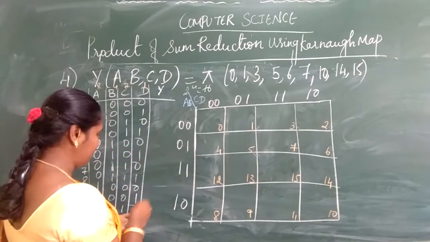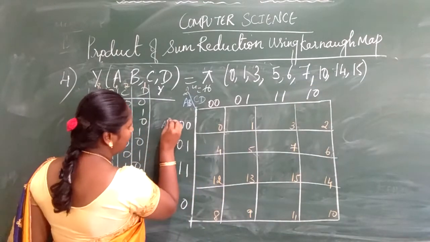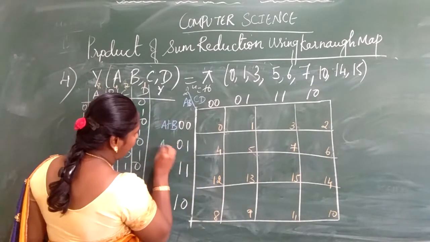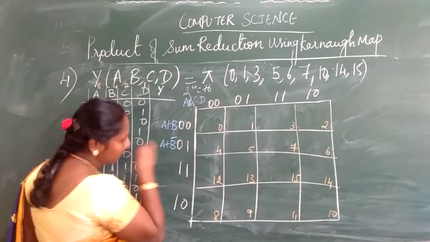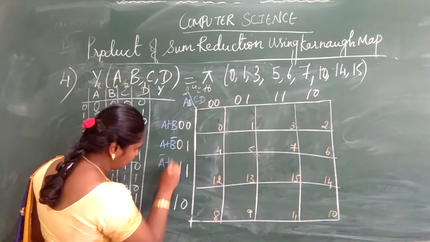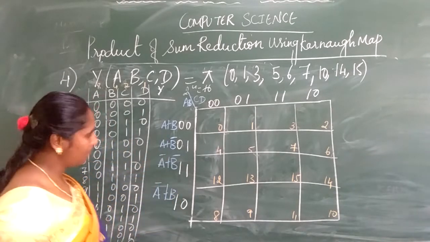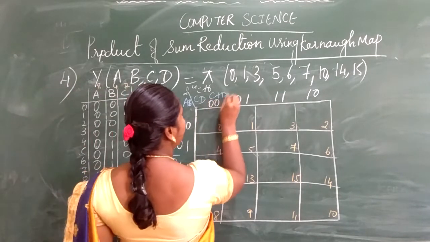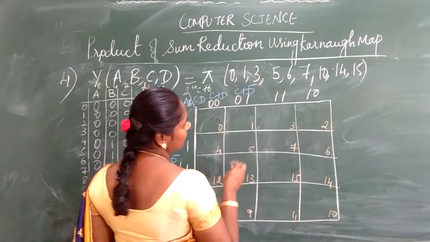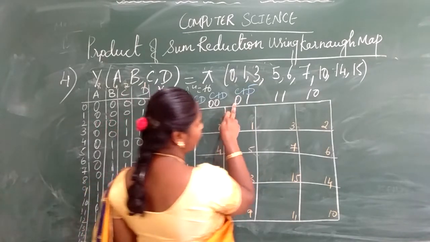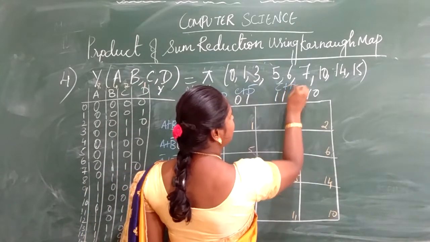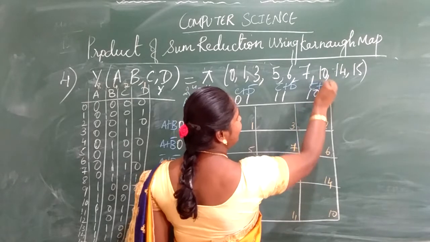You represent your variables: A plus B, A plus B bar, next A bar plus B bar, next A bar plus B. Here C plus D, C plus D bar. Here 0 is considered as uncomplemented. Then C bar plus D bar, C bar plus D.